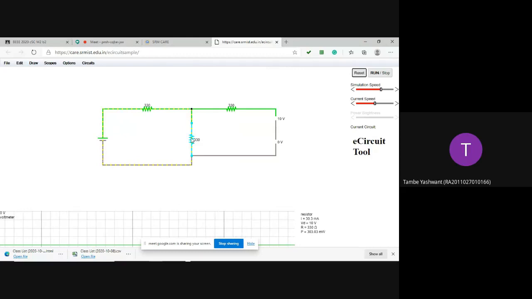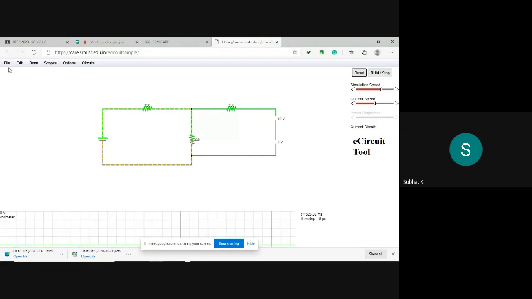Okay, yes ma'am, you can see here. This is 330. So what is the voltage that I am having here? 10 volt. Current is 30.3 milliampere. VD is 10 volt. Same voltage will appear here also. Okay, 10 volt. It's correct only. So this is a second circuit that you have to copy.